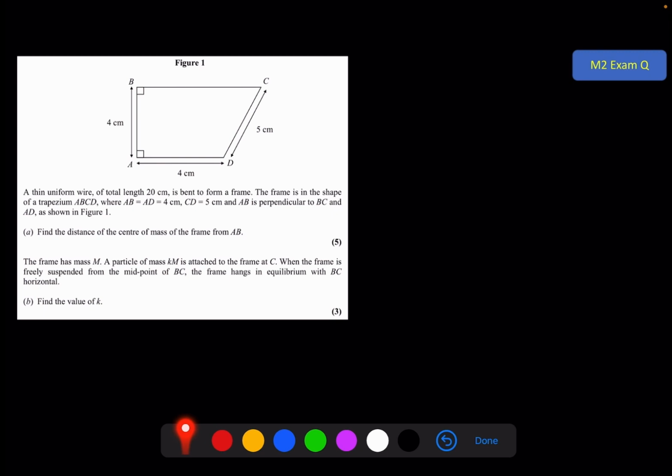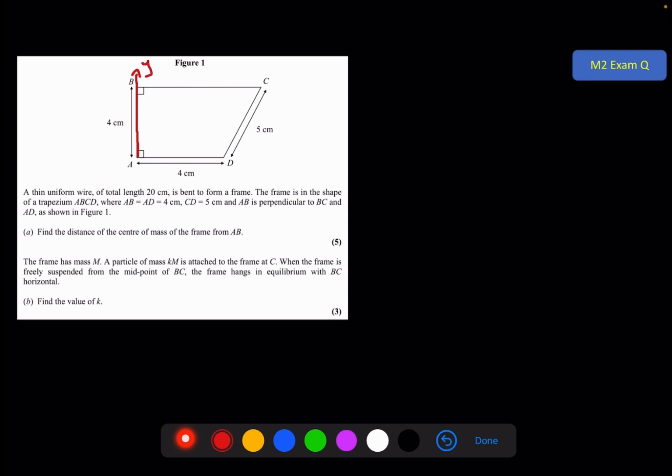A quick exam question on the screen here from M2 to get us going. A thin uniform wire of total length 20 centimeters is bent into the frame shown. Find the distance of the center of mass of the frame from AB. I'm going to put on a coordinate grid here.